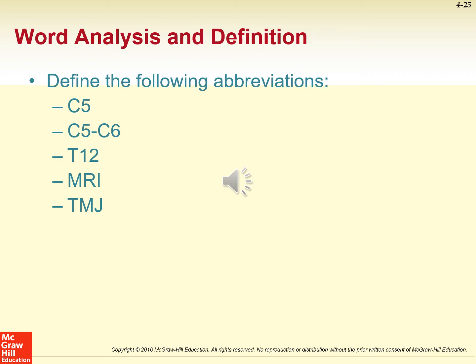T12 is the 12th thoracic vertebrae. And MRI stands for magnetic resonance imaging, which is a diagnostic technique that produces focused slices of images of structures. And a TMJ, that's a temporomandibular joint.